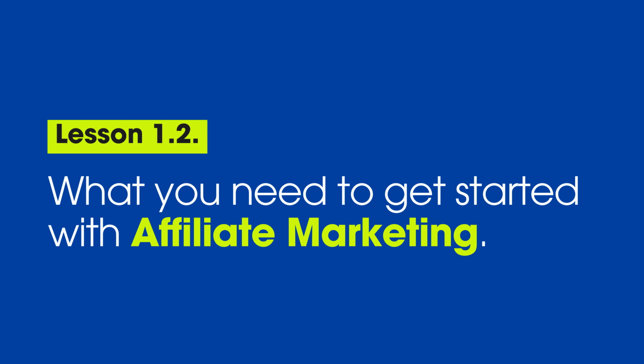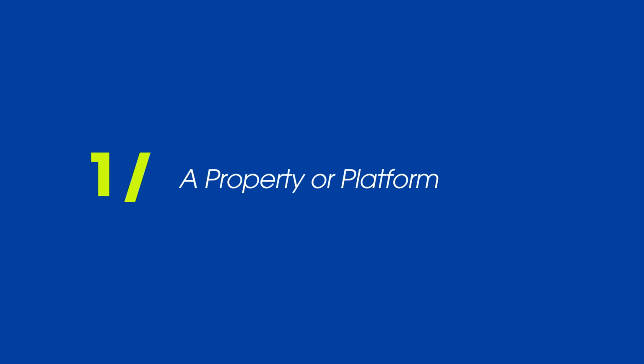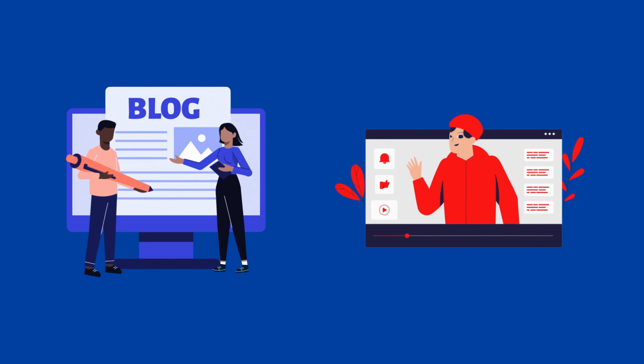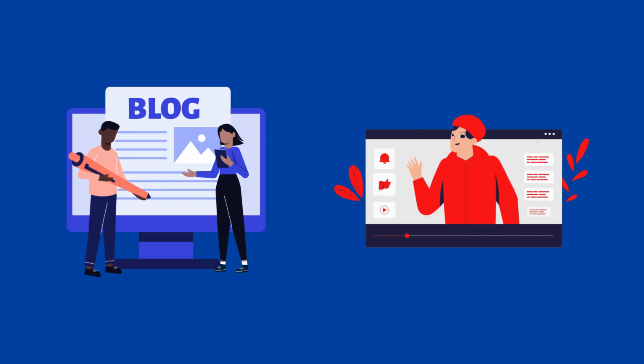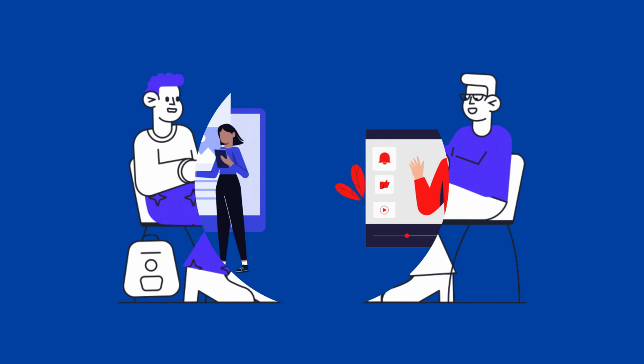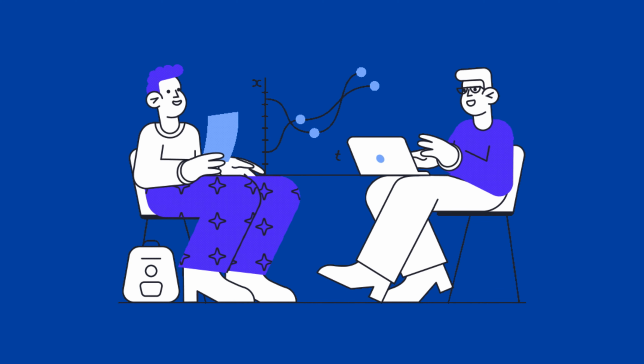In this lesson, we're going to talk about the two things you need to get started with affiliate marketing. The first is a property or platform. A platform is simply a place where you can recommend your links. So that might be your own website or YouTube channel. Now, creating either of these is pretty straightforward, so we won't go into things like how to make an affiliate website, because this course is about the actual marketing of an affiliate site.